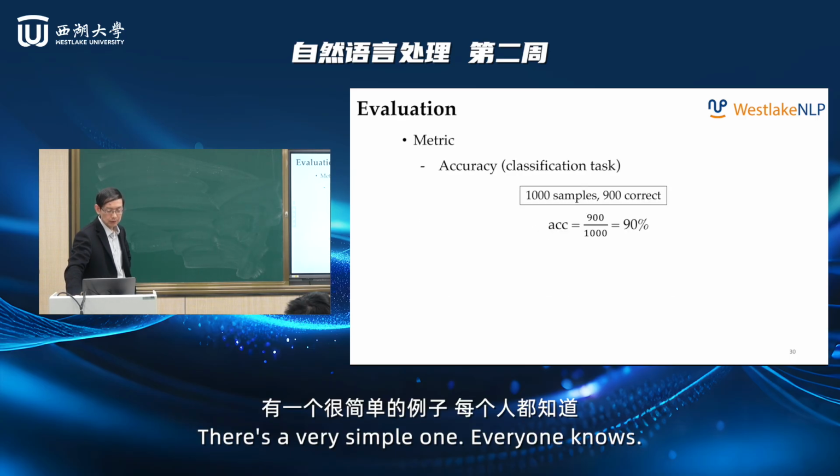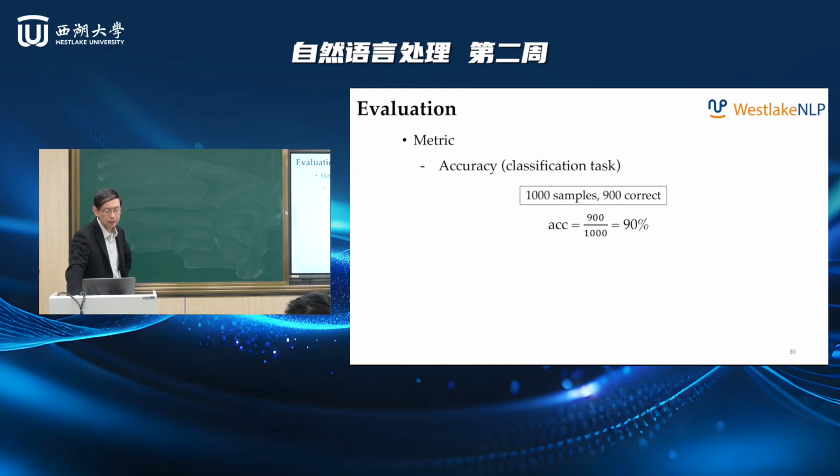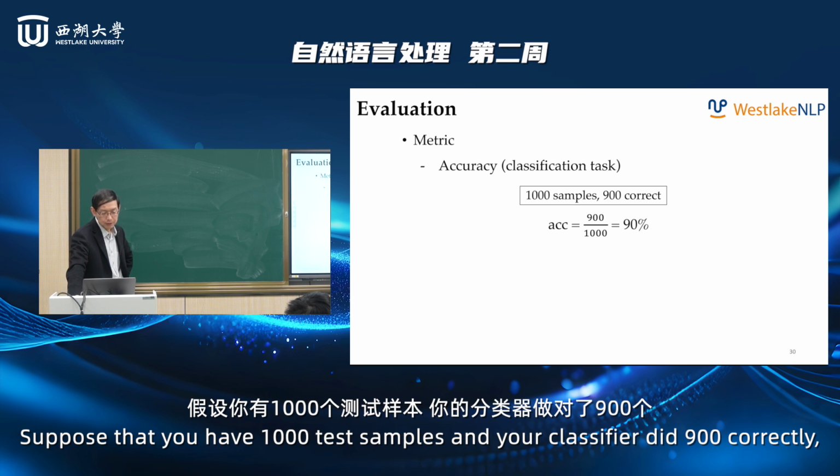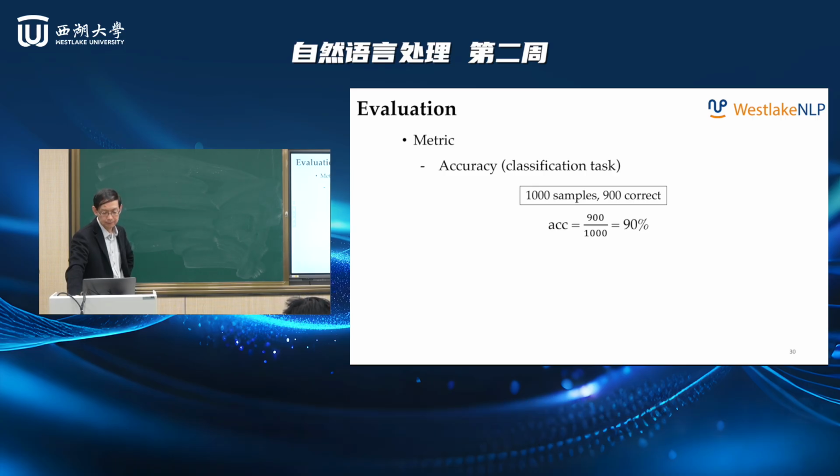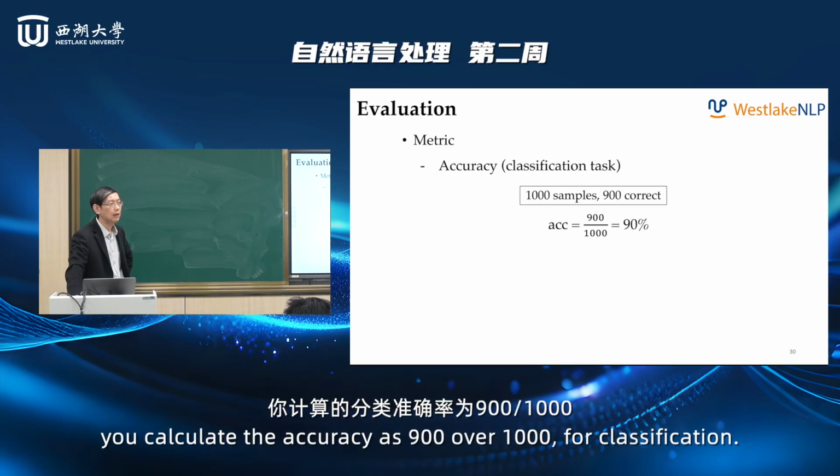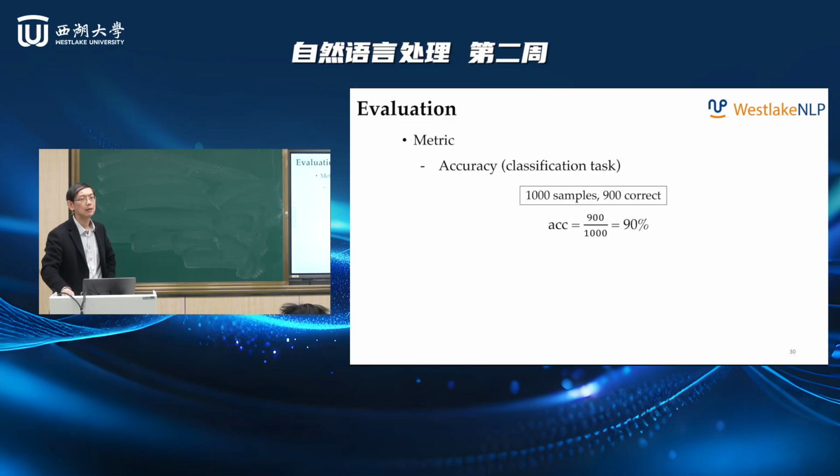There's a very simple one everyone knows. Let's say for classification, suppose that you have 1,000 test samples and your classifier got 900 correct. You calculate the accuracy as 900 over 1,000. For classification, that's very simple.